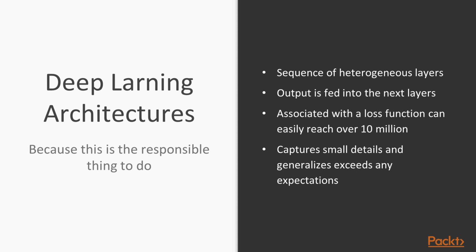The most interesting applications have been possible thanks to this stacking strategy, where the number of variable elements, weights and biases can easily reach over 10 million. Therefore, the ability to capture small details and generalize them exceeds any expectations. Now I'm going to introduce briefly the most important layer types.